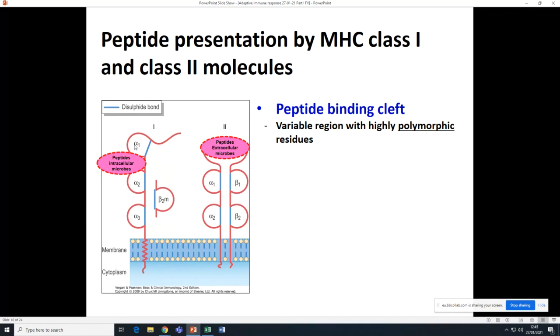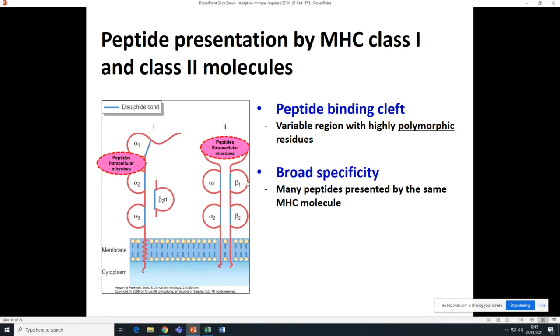These are what they look like, the MHC class 1, MHC class 2. This is basically where the peptide is being presented. And this area where the peptide is presented is the highly polymorphic protein residues. And I said that. So this is a broad specificity, meaning that although one MHC molecule can only present one peptide at a time, one single MHC molecule can present different peptides, okay? And this is just to maximize the presentation capability.